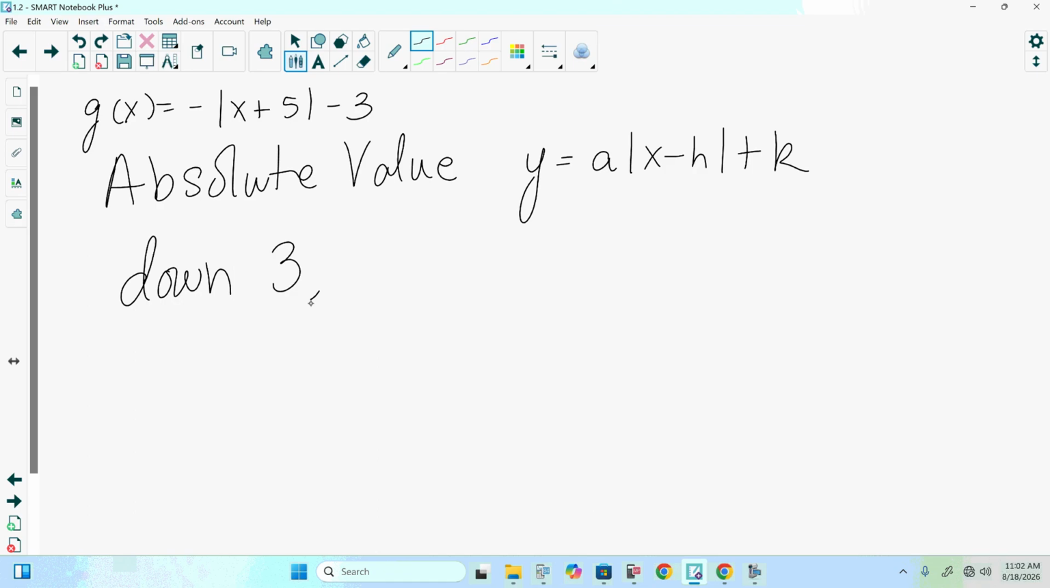Do we have a value for h? Left and right. How far are we moving? Left 5. Because it looks positive, but it's actually negative because our x minus h, the only way we can go from x minus h to x plus 5 is that the value of h is negative 5. So left 5. Since a is negative, we do have a reflection across the x-axis.